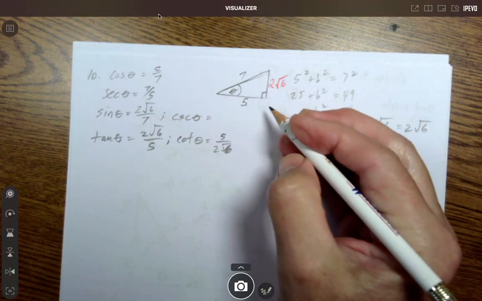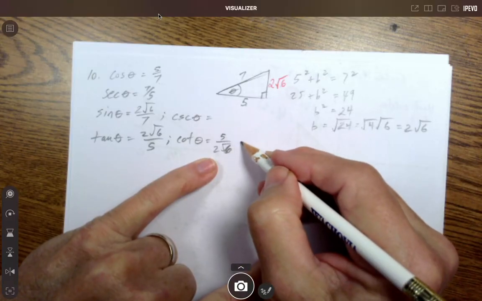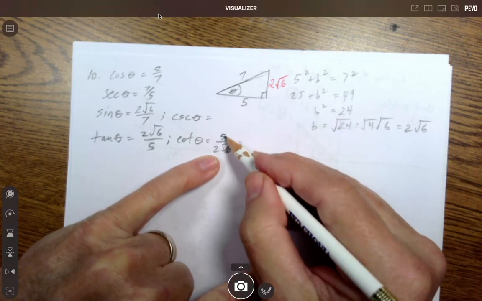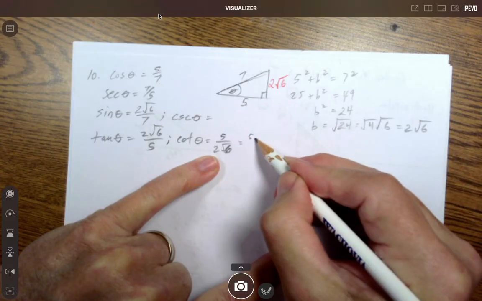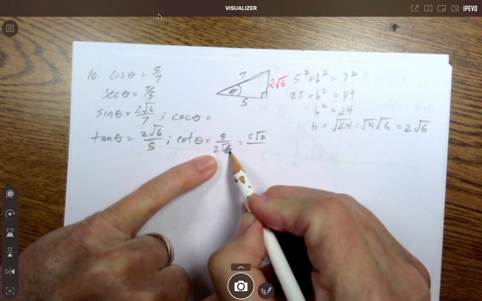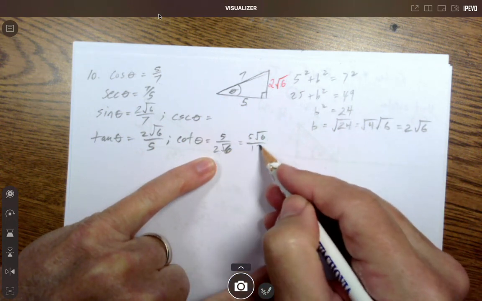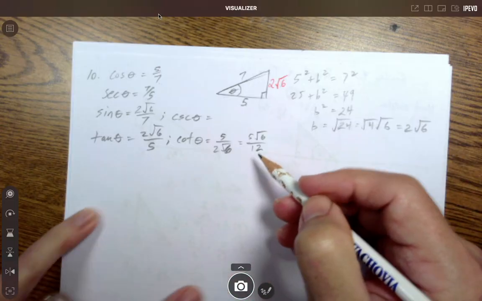Right? Now I want to get rid of that square root of 6, so I multiply top and bottom by the square root of 6. Now if I multiply this by the square root of 6, I just get 5 square roots of 6. If I multiply this by the square root of 6, it's going to turn that into a 6 times the 2 is a 12.